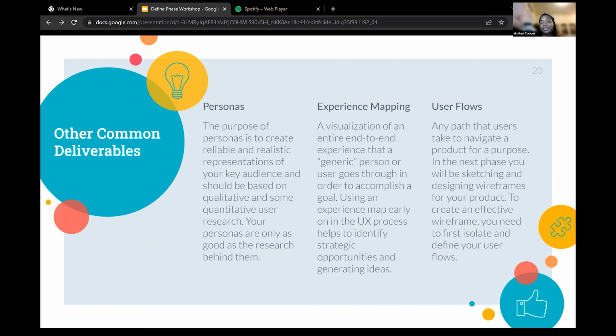And like I said, I'll have additional resources towards the end of tomorrow for you guys in the Discord channel for you guys to kind of click through and understand what these really mean and how to go about creating personas, experience mapping, which could be journey mapping, and also user flow.